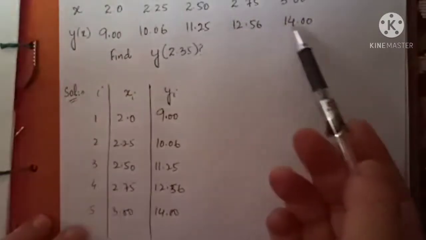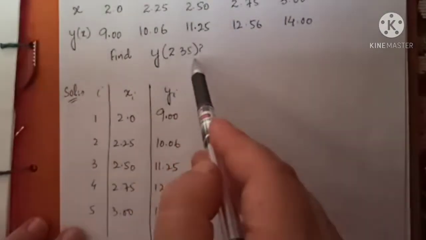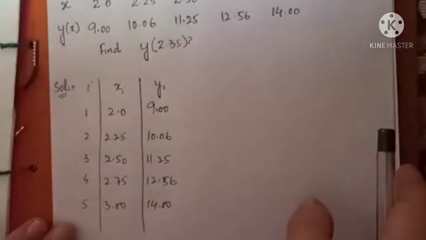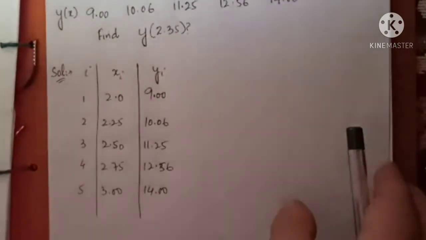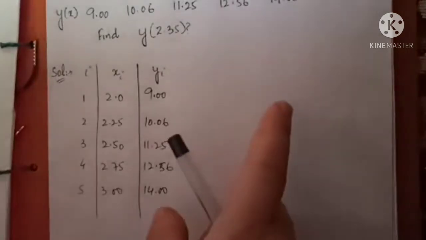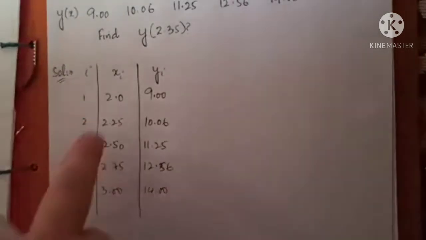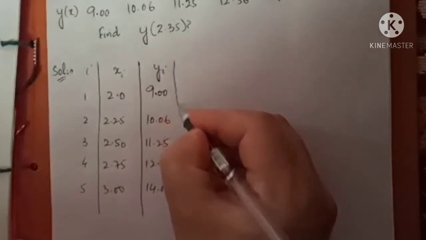Data points and these are the function values, and we have to estimate the value at 2.35. In order to solve this question, the first thing we have to do is construct the forward difference table. We have 5 data points, so I wrote 5. So these are the values.